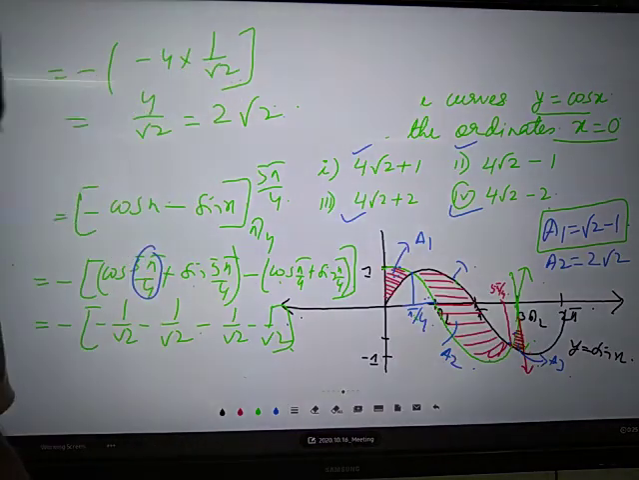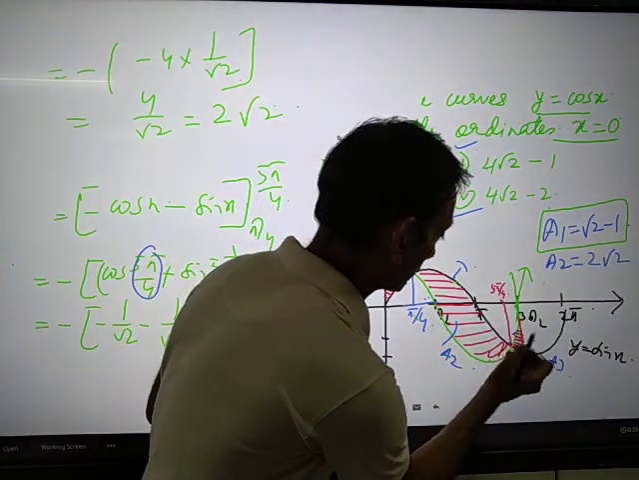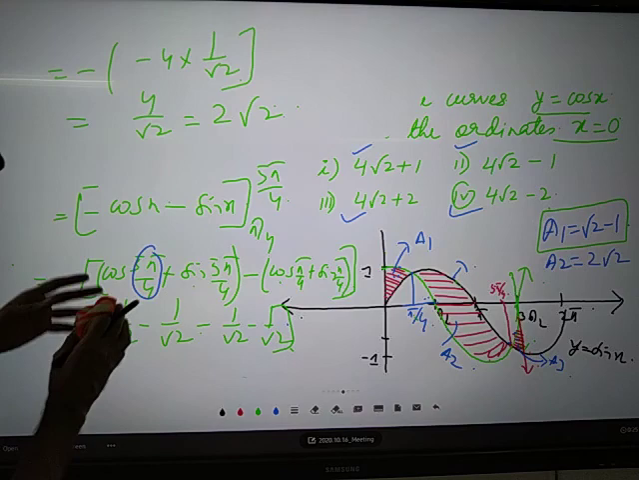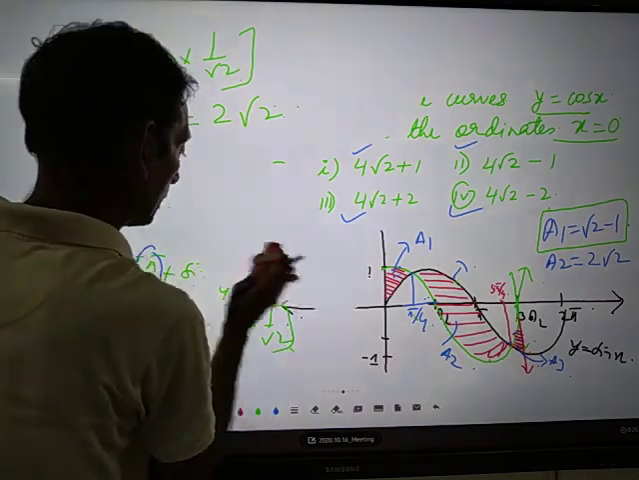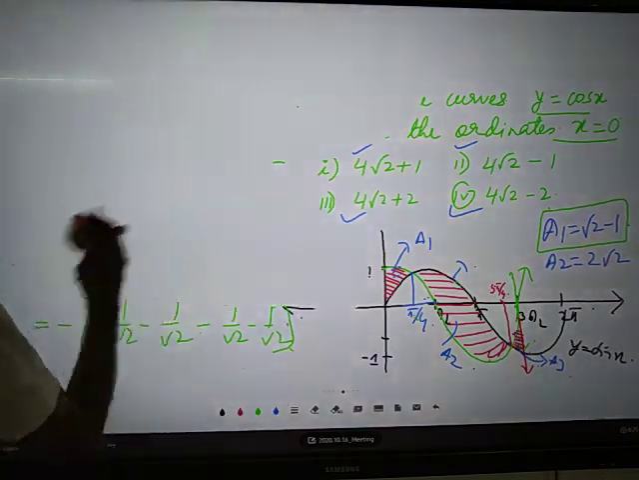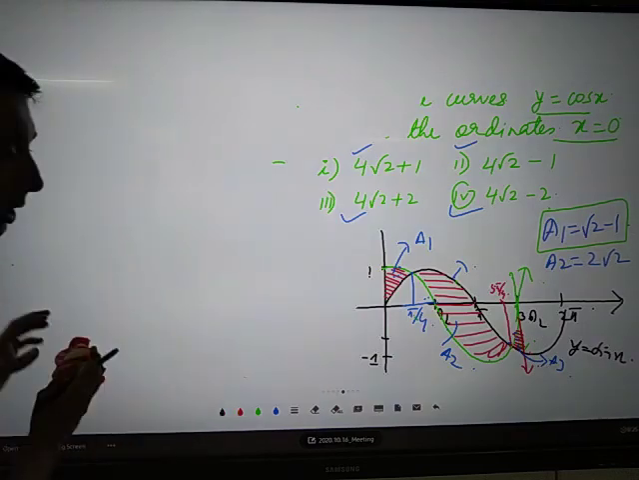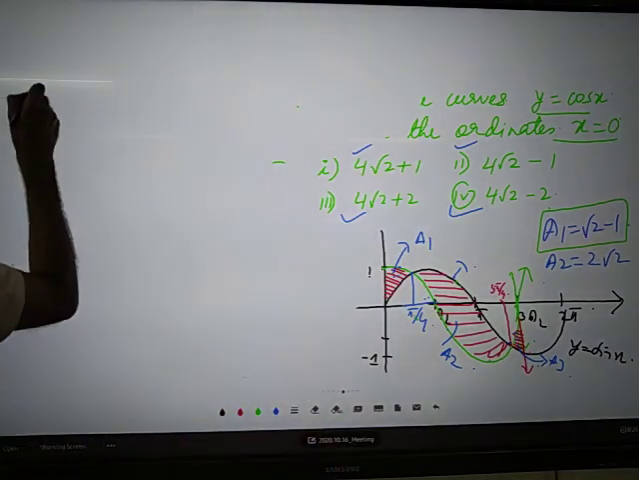Now what is left to determine is this portion, that is our third area. So how to determine this value? We are going to calculate the third portion.